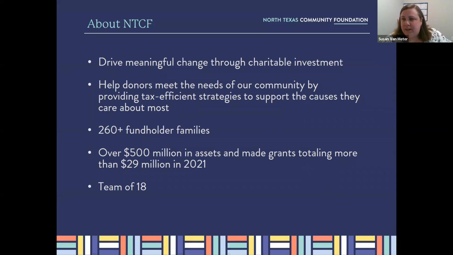So to tell you a little bit about North Texas Community Foundation, our whole purpose is to drive meaningful change through charitable investment. And we do that by helping our donors or our fund holders meet their needs and support the causes that they care about most by connecting them to nonprofits in the community who have needs that they could invest in. We have over 260 fund holder families that we work with. And in 2021, we were able to soar over the 500 million in assets and made grants totaling more than 29 million to nonprofits in our community. And we did that with a team of 18 people here at the foundation.